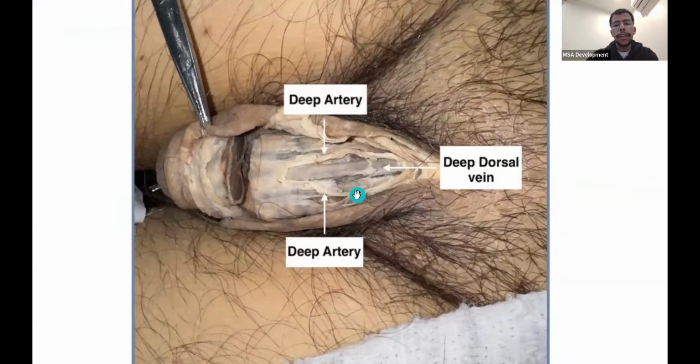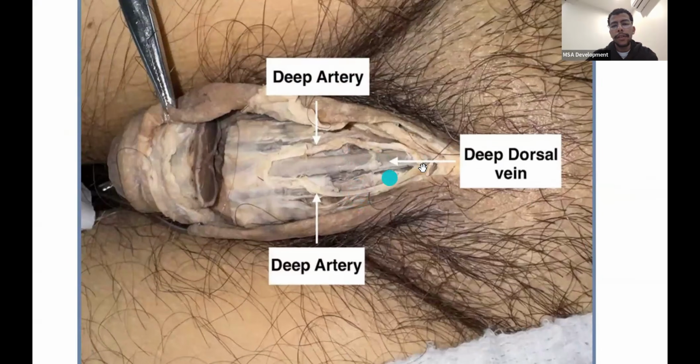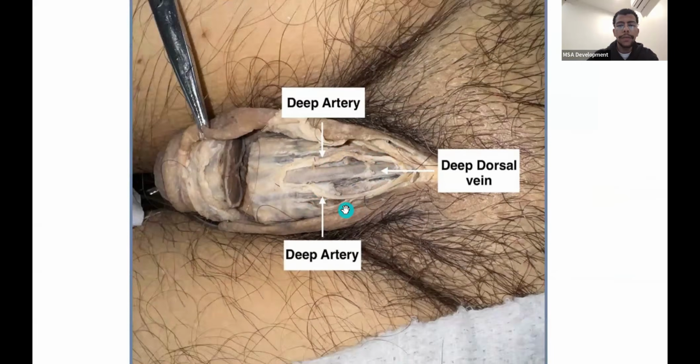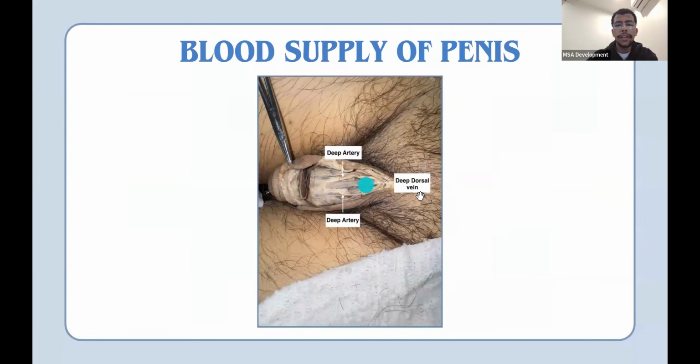Now here's what I meant from wet lab. Okay. Deep dorsal vein. Can you guys see the next thing after it is the deep artery. And the dorsal nerve of the penis, I don't think you can see it. Yeah, you can only see the vein and the artery.